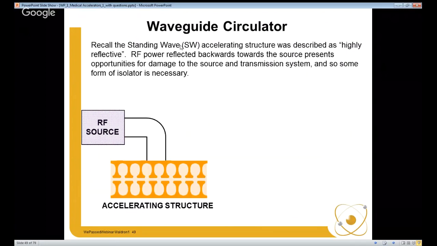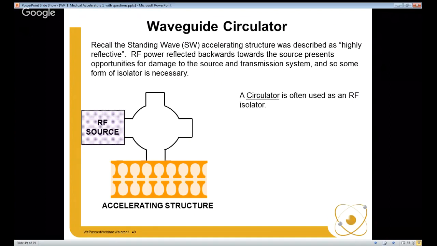Another device I need to speak about is a waveguide circulator. If we talk about the standing wave accelerator as highly reflective, a large fraction of the power we send to that thing is reflected backwards towards the source. Now, that's not a very good thing because that means we're going to have standing waves occurring in our transmission waveguide, which is already close to maximum electric field capacity. And we don't want that happening.